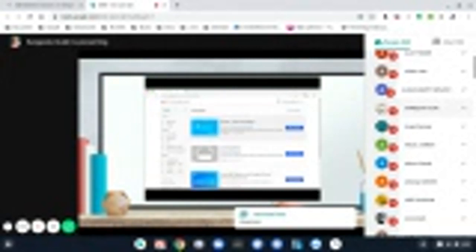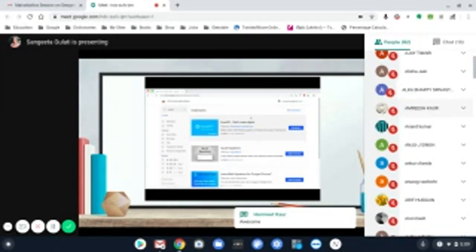You type in Equatio, the very first extension that shows up here. Give it the permission to read and write.